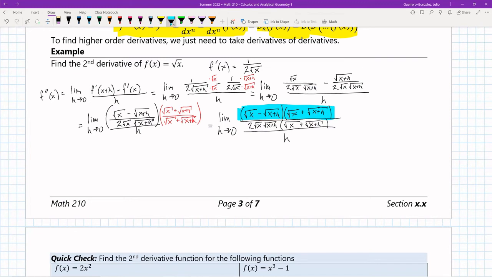Make sure you distribute that properly. Make sure that your arithmetic is correct, okay? So what happens here, I'm gonna skip a couple steps and get to what's gonna happen. This is now going to reduce to the limit as h approaches 0 of -1 over 2 square root x square root x plus h times square root x plus square root x plus h.